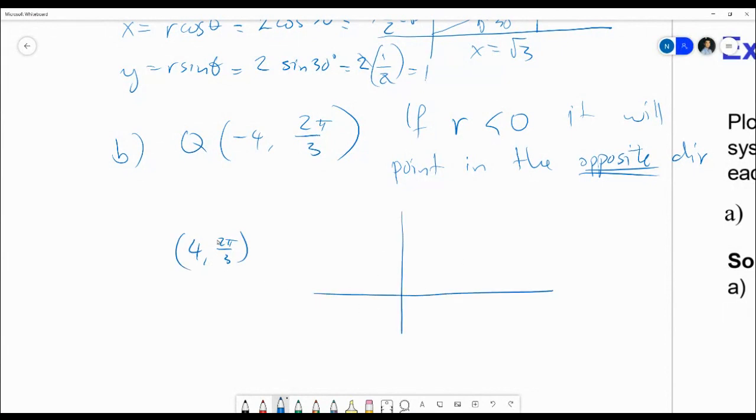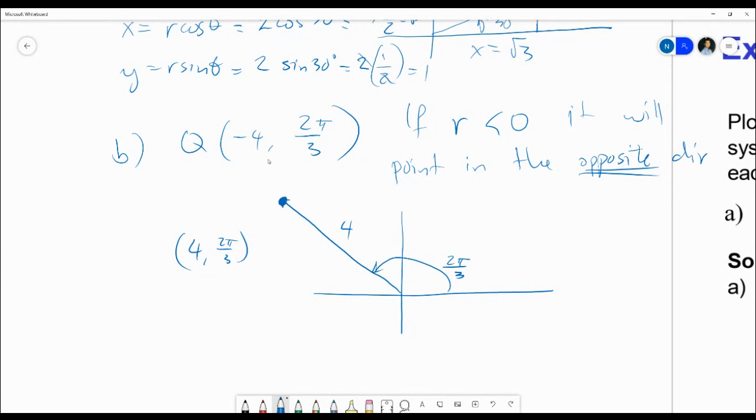So 2π/3 is in the second quadrant. That's basically about 120 degrees. So from here to here is 2π/3. Now the distance right here, if it's positive, is going to go here. So my point (4, 2π/3) would be here.